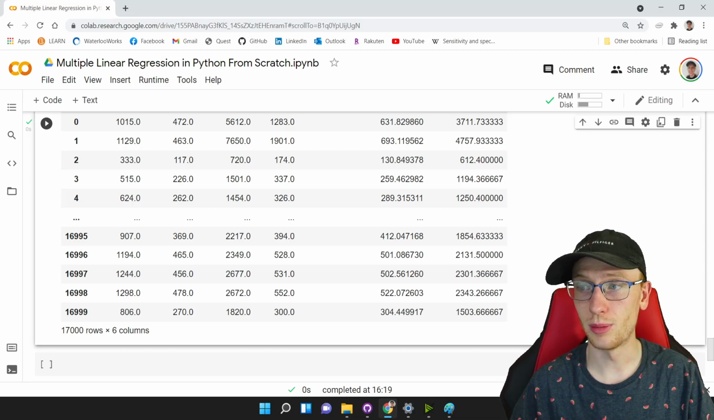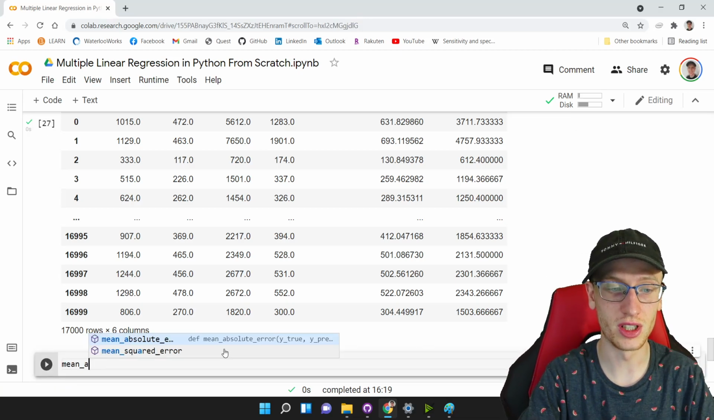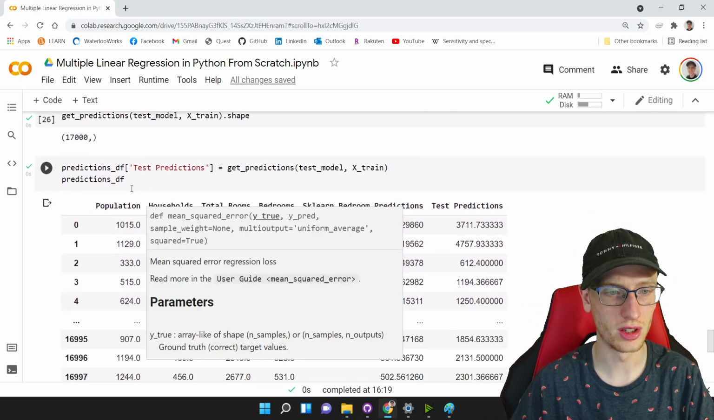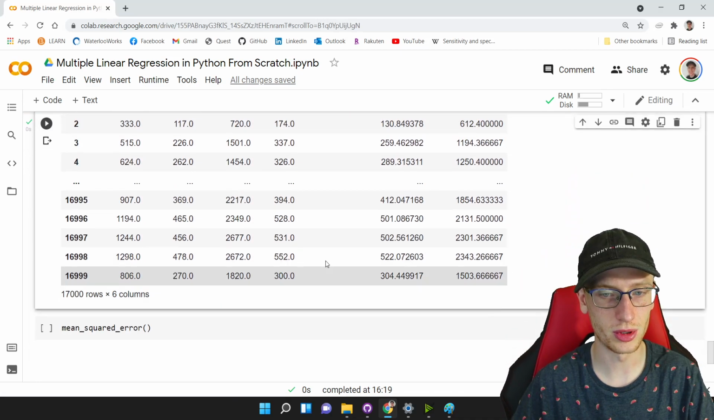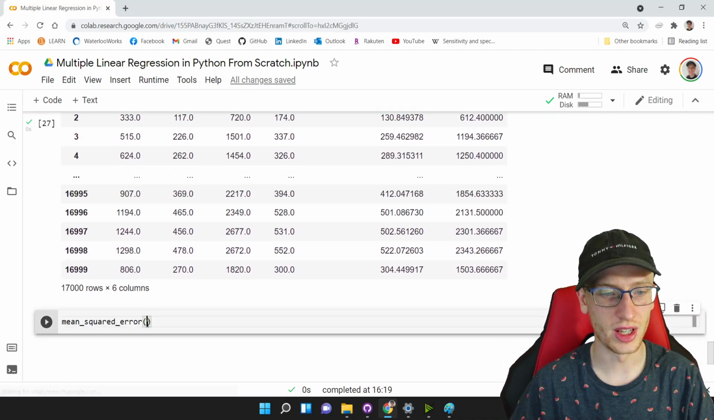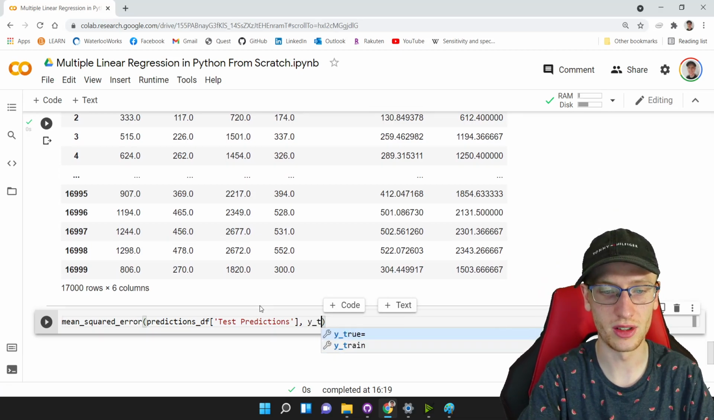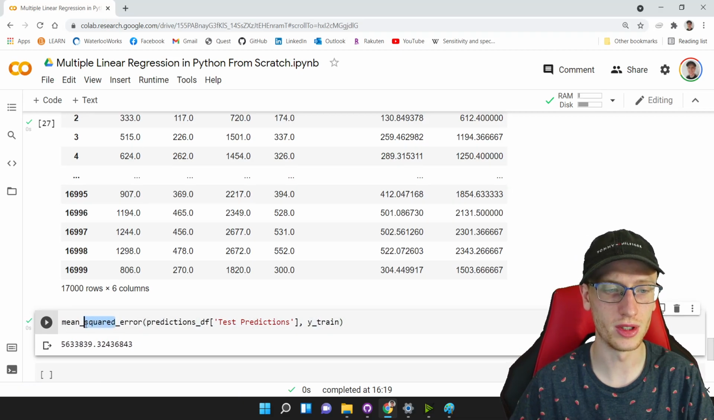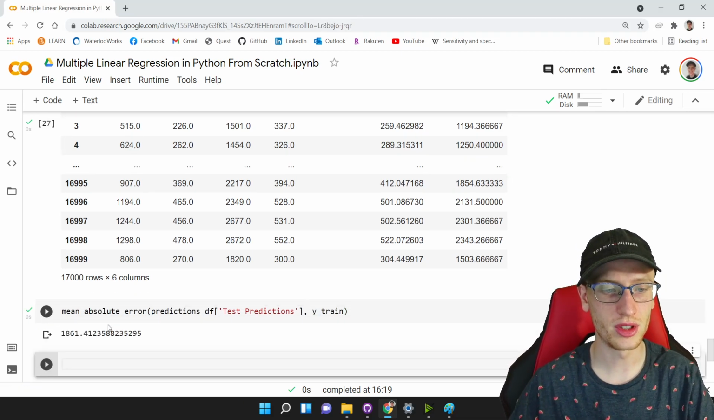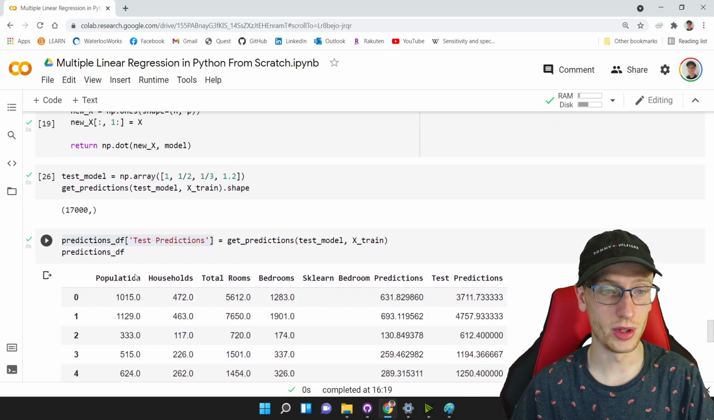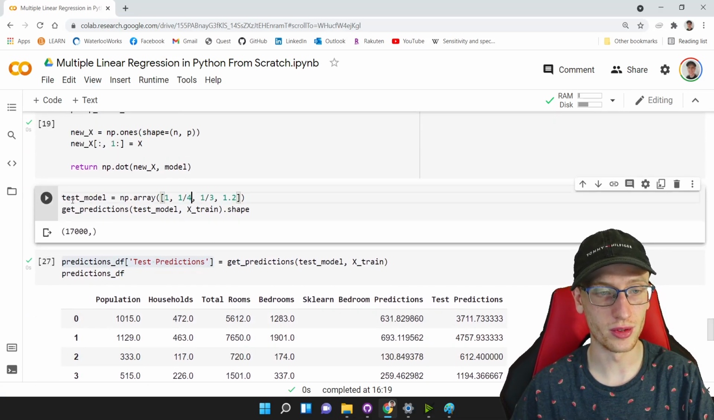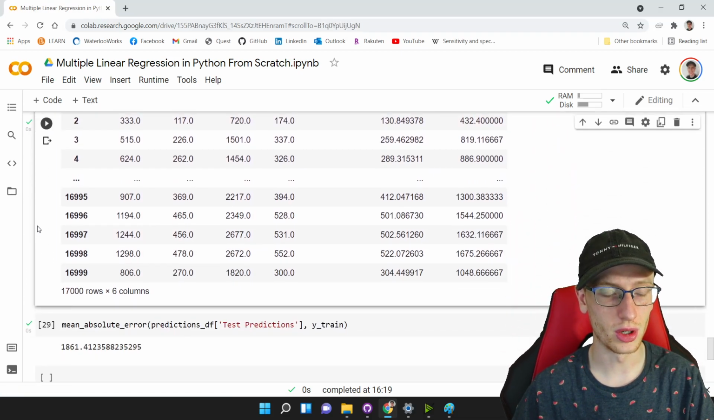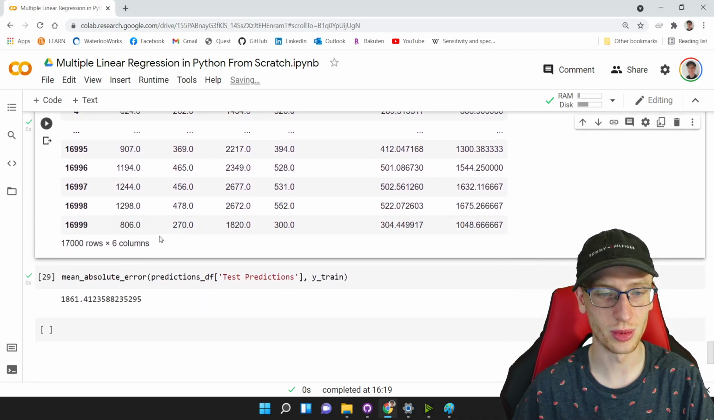We can actually measure its error. So what I could be doing here is looking at the mean absolute error. I grab predictions df sub test predictions, this column here, and compare that to y train, the actuals. Sorry, actually I want absolute, not mean squared. That's not so great. Mean absolute error is off by 1861. Maybe I'll try to get a little bit better, and maybe this should be 1 over 4. So can I get better than 1861? No, that looked very, very similar. I'm surprised at how similar that was.